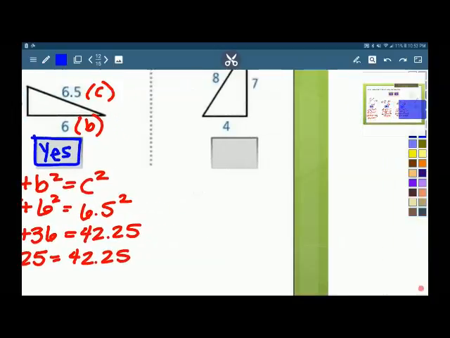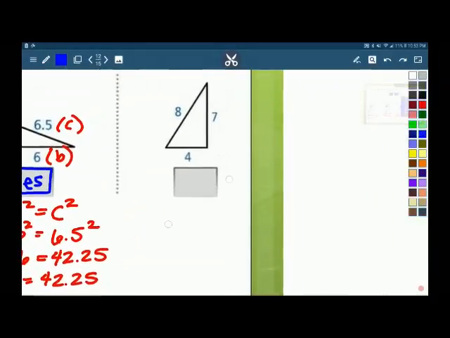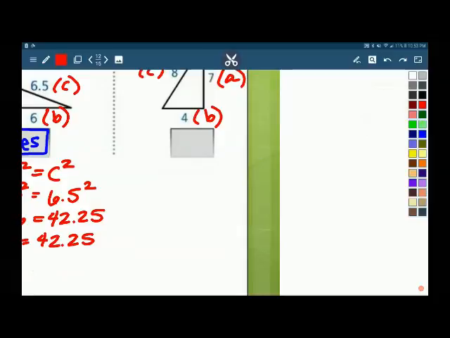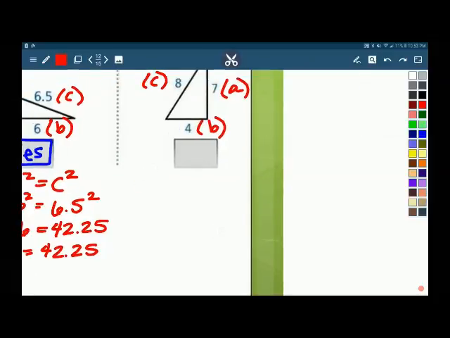Last one. I've got side lengths 4, 7, and 8. Again, the longest side should be the hypotenuse. So 8 is going to be C. And then the other two can be A and B. Doesn't matter which one's A or which one's B. Again, I feel like I've definitely committed the Pythagorean theorem to memory, but I'm going to write it out again. A being 7, B being 4, C being 8.